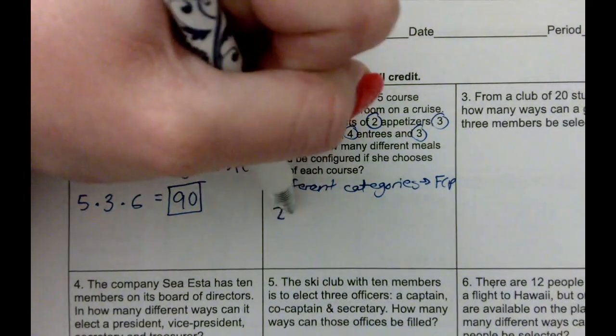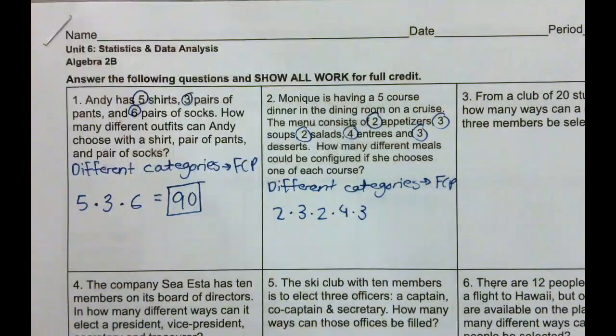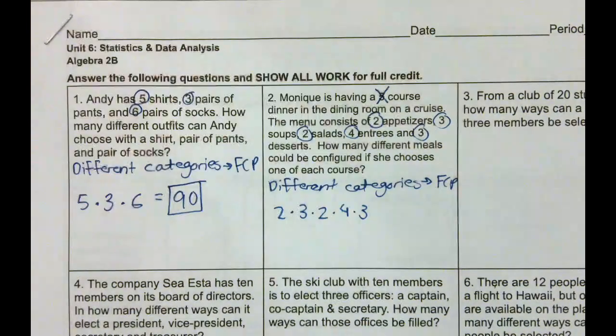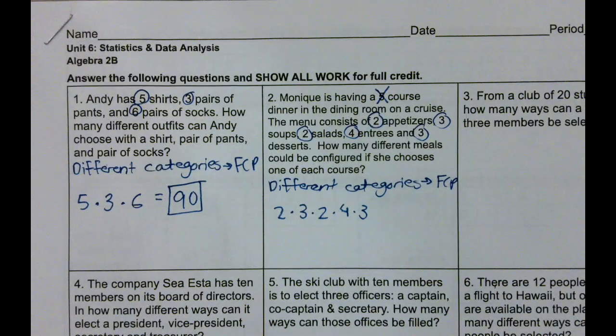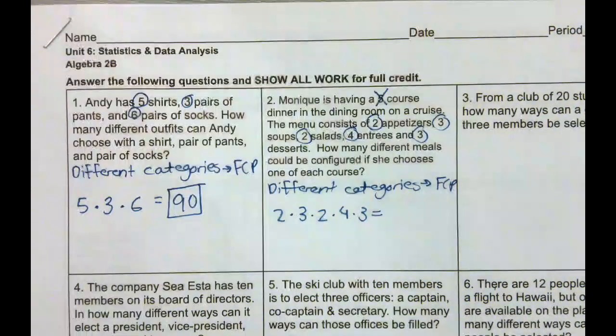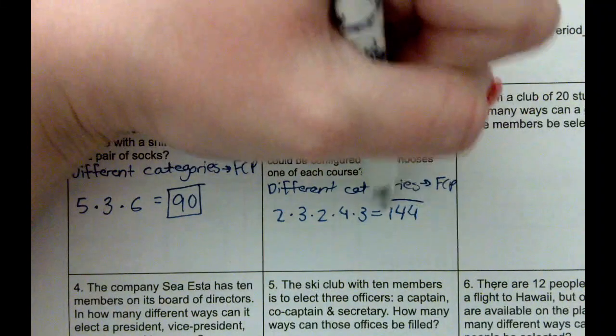So we have 2 times 3 times 2 times 4 times 3. And make sure you don't include the 5 in that as well. That's there to kind of trip you up. Some students will see that 5 and immediately multiply it in. This is why reading the directions is important. So if you multiply that together, you will get 144.